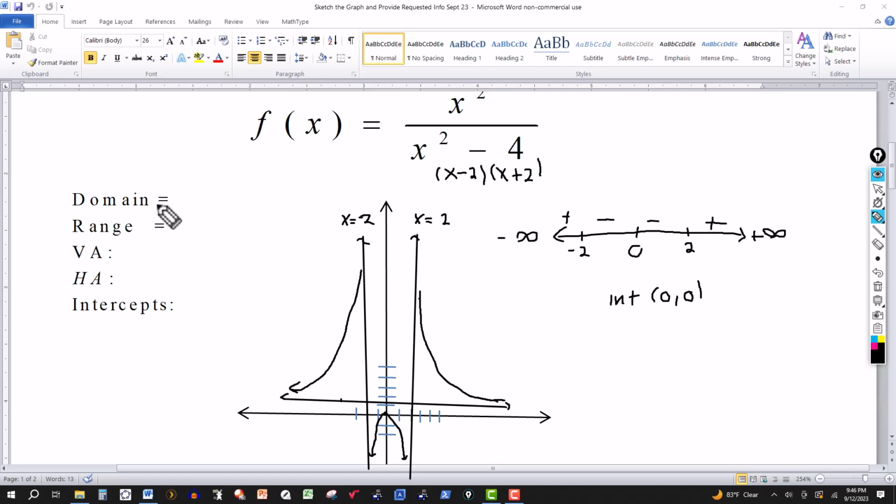So we set the domain. The domain was the set of all x except 2 and negative 2, which also gave me the locations of the vertical asymptotes. The vertical asymptotes were x equal to 2 and negative 2. The horizontal asymptote was y equal to 1, and for the intercepts, we had one that turned out to be both a y and an x intercept, 0, 0. There you have it. The only thing we need here is the range. So let's look at the graph.